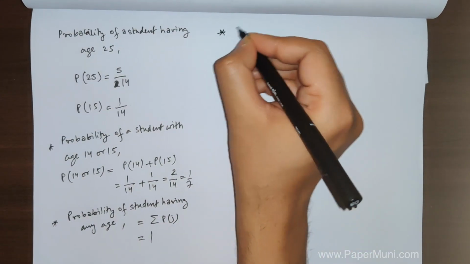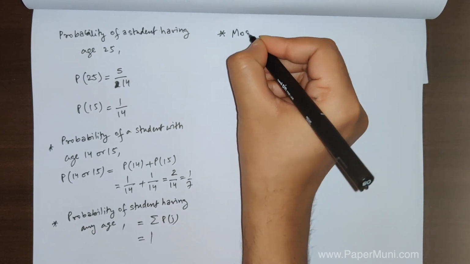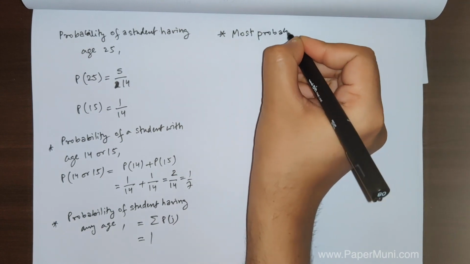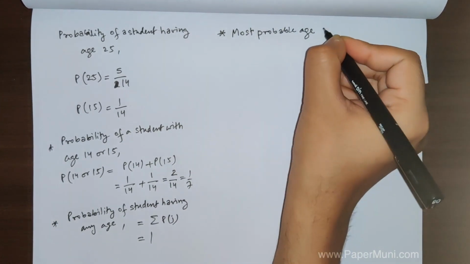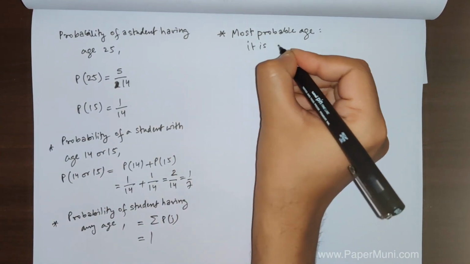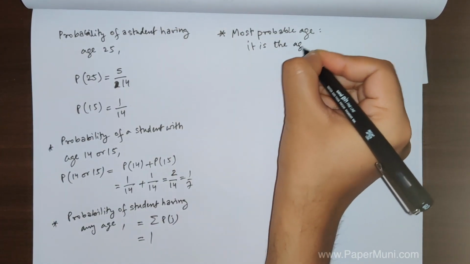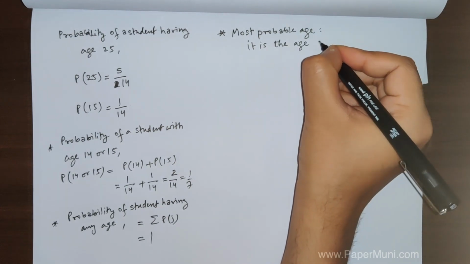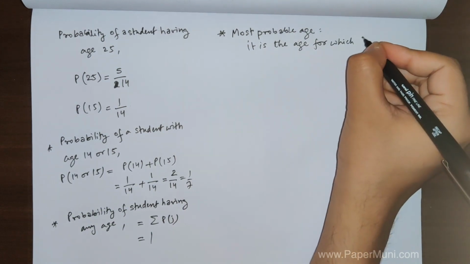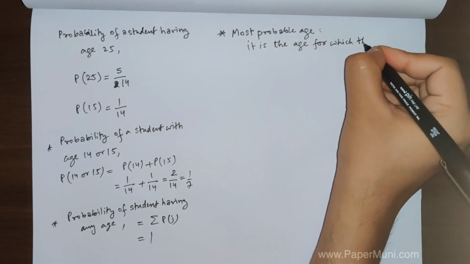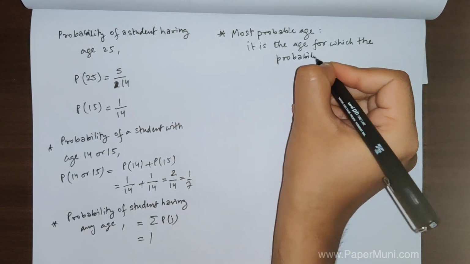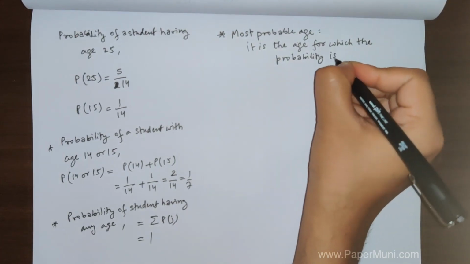Now there are some terms which we should learn. Most probable age. Most probable age is the age for which the probability is maximum.